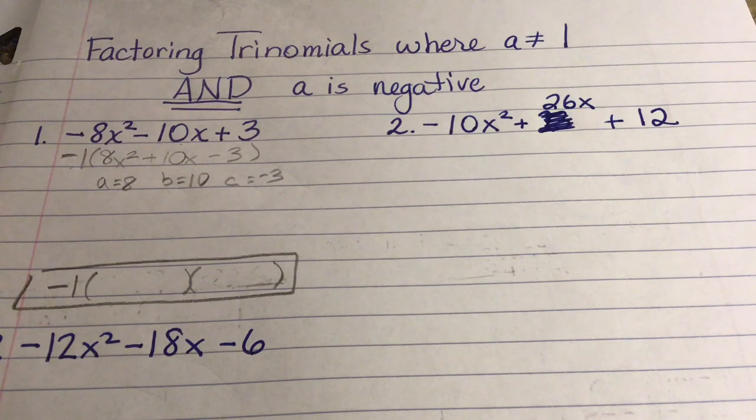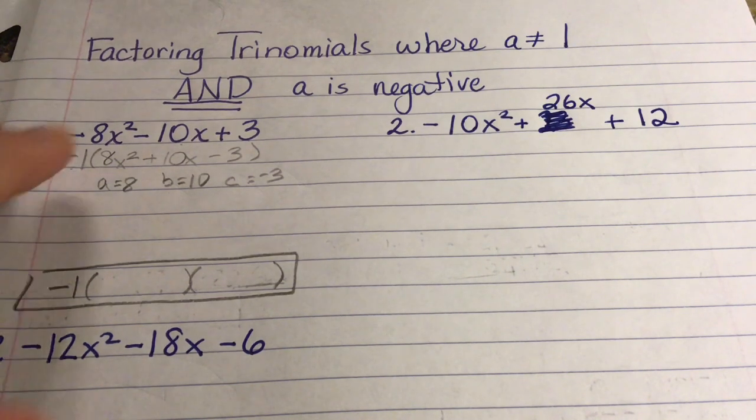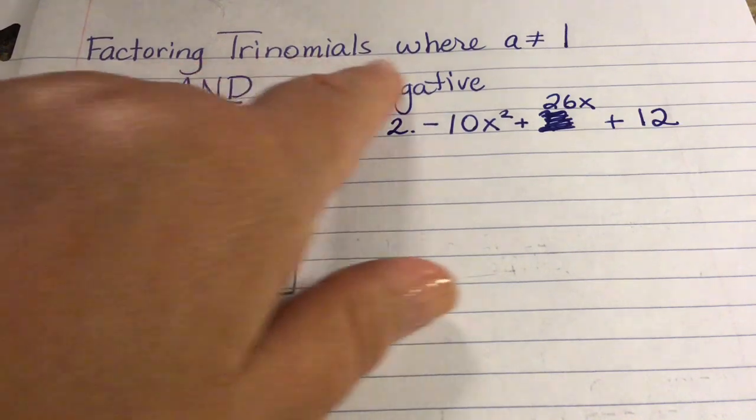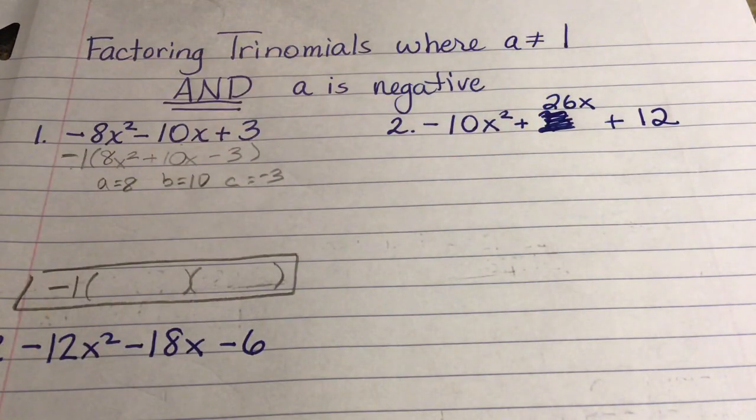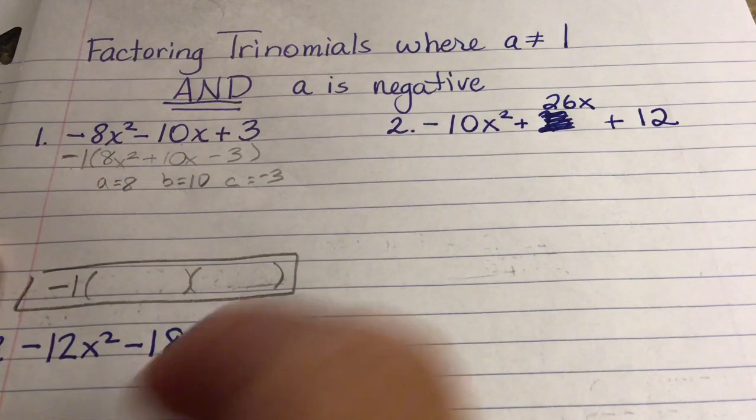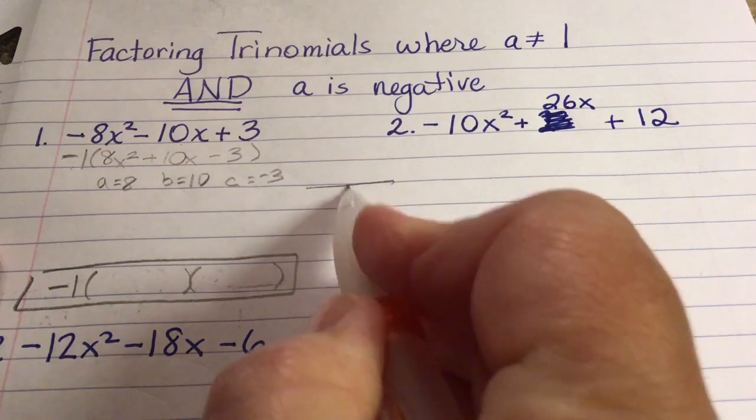If you like the other method, factoring by grouping, you are welcome to do that. And if you have no idea what I'm talking about as far as factoring by grouping, then look up on my channel, Factoring Trinomials where a does not equal 1, and you'll see both methods, factoring by grouping and bottoms up. Okay, so I am going to make my chart.